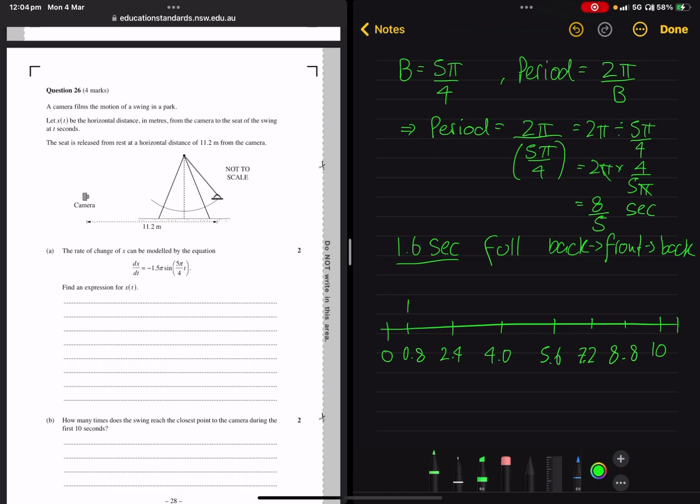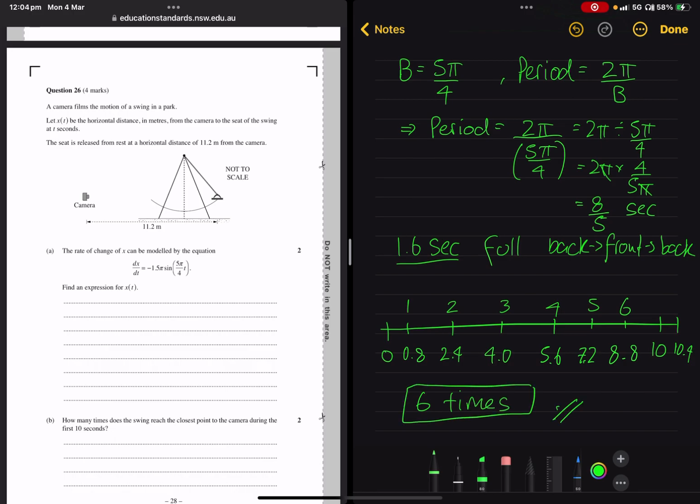And then the next one will actually be after the 10-second time period. It will be at 10.4. So we have 1, 2, 3, 4, 5, 6. So how many times does the swing reach the closest point to the camera during the first 10 seconds? 6 times.